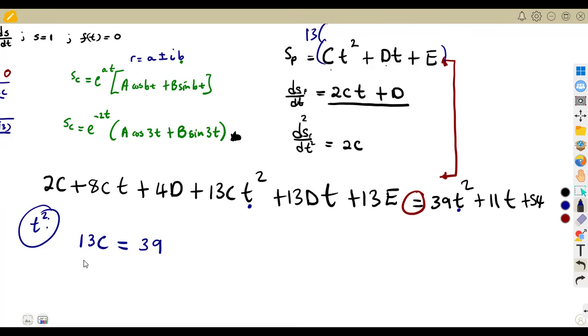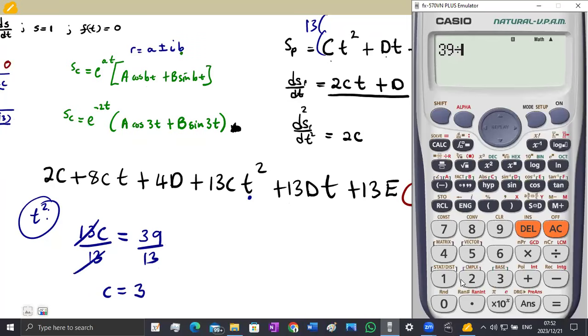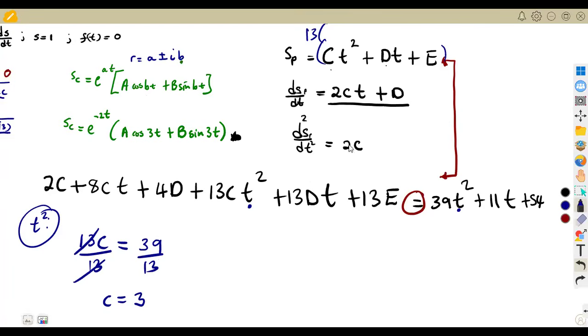So what is the value of c? We can divide by 13. By 13, this gives us c. So c is equal to 39 divided by 13. That is going to give us 3. So that is the value of c. You can divide 39 by 13 on your calculator. That will be 3. All right, then we move on to another one. We have to find these constants. We have to find everything here. We have to find C, D, and E.